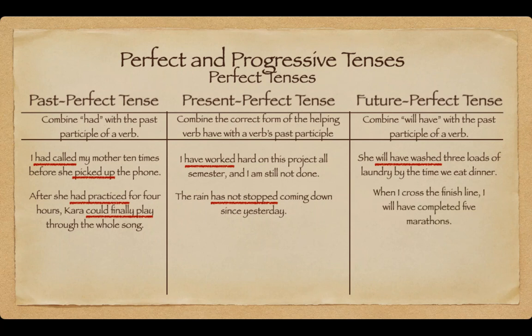When I cross the finish line, I will have completed 5 marathons. In this example, the subject pronoun I will cross the finish line in the future. In that future moment, the subject will have finished 5 marathons. Future perfect tense.